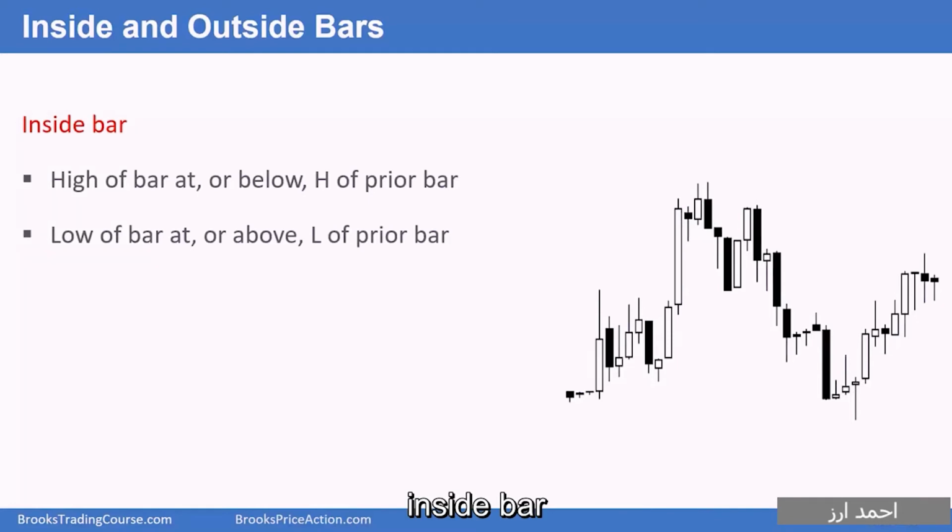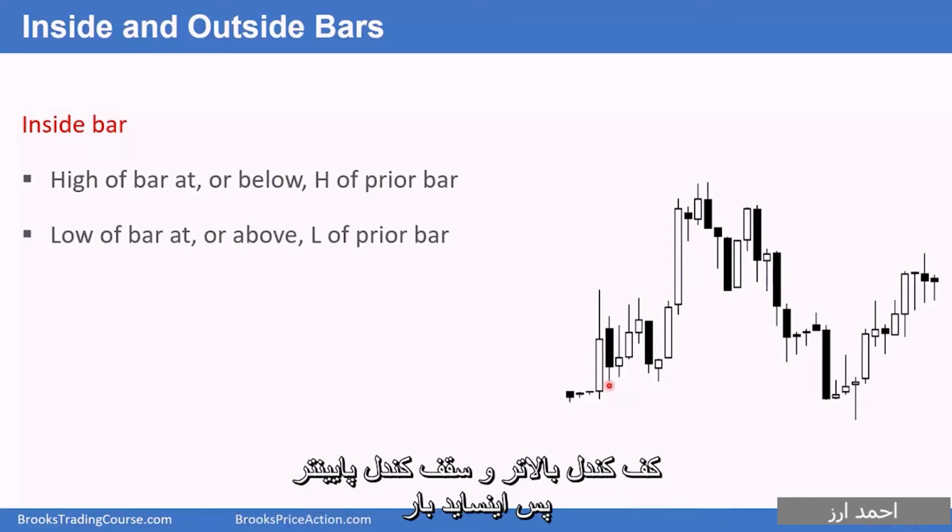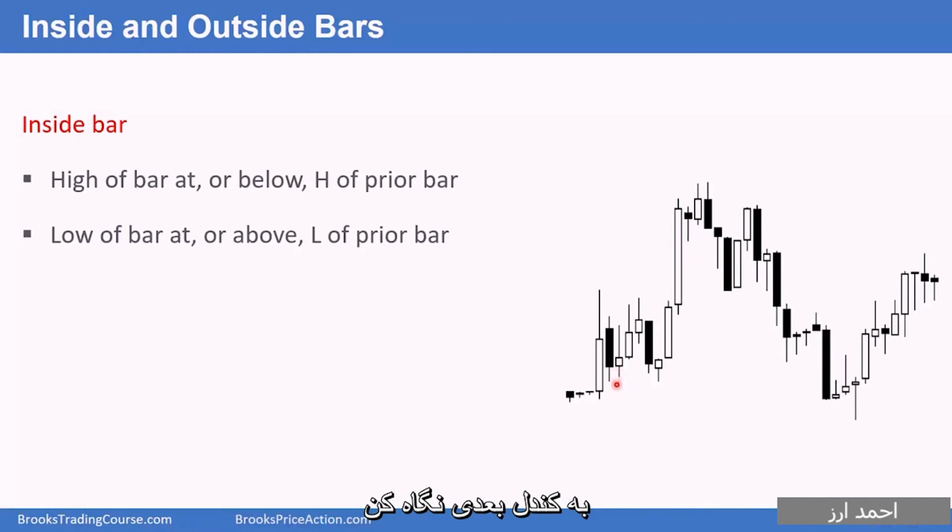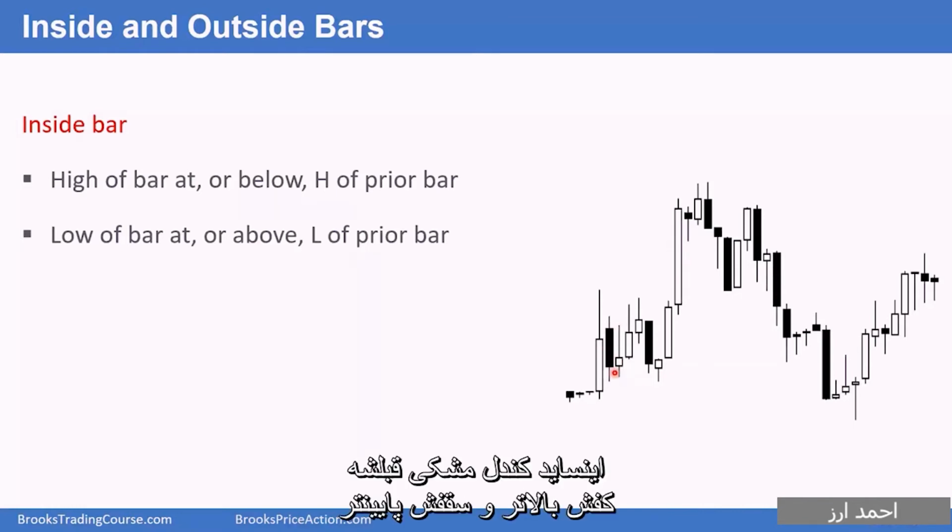And an inside bar is a bar where its high and low are within the range of the prior bar. This bar, the low is above that low, the high is below that high, so this black bar is an inside bar. And look at the next bar, this white bull body, it's inside of the black bar. Its high is below that high, and its low is above that low.